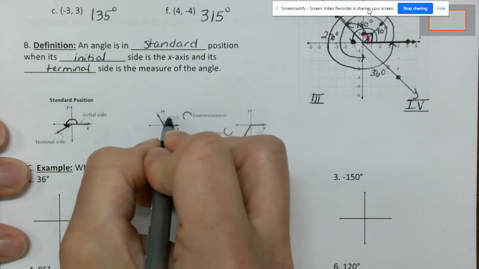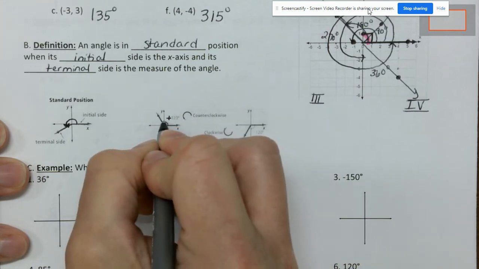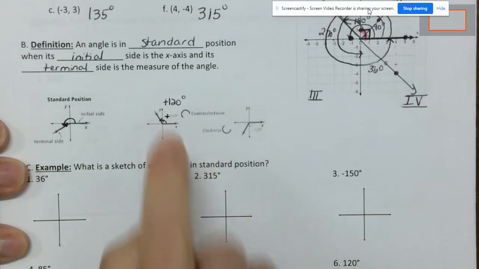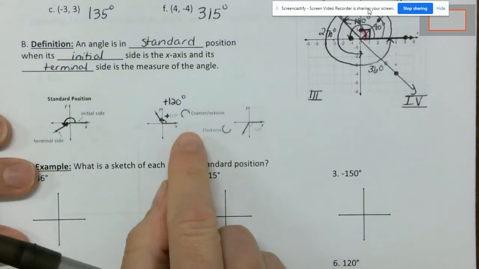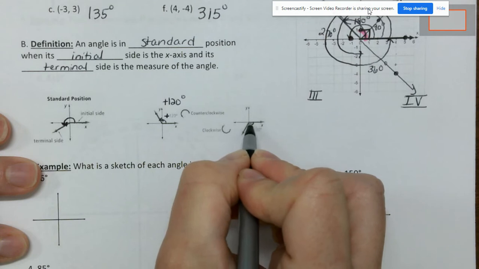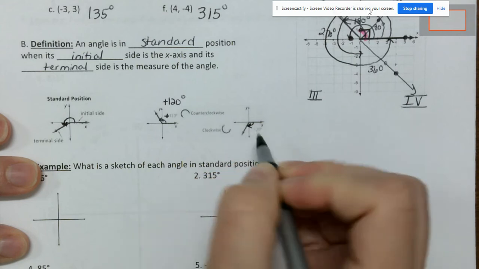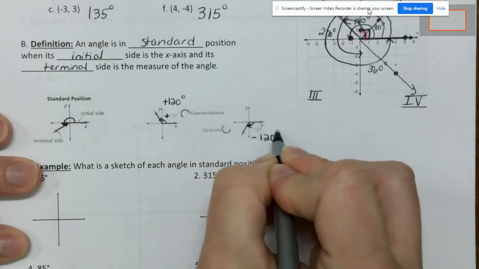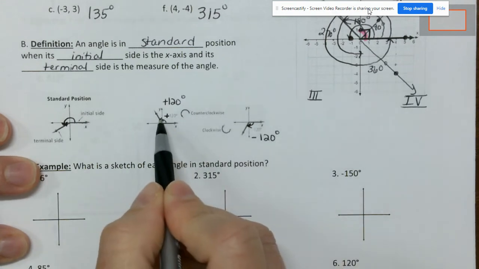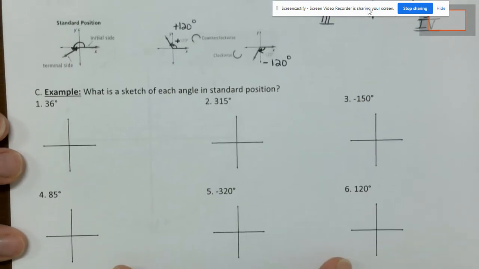When you go counterclockwise, you're going to get a positive angle measurement. So this one, from here to here, is a positive 120 degrees. And that's what that says there. I just wrote it a little bit bigger so you could see it on this video. And then if we go clockwise this way, again, this is my initial side and this is my terminal side. When you go clockwise, what you create is a negative 120 degree angle. So if you go clockwise, you create a negative degree, and if you go counterclockwise, you create that positive degree. So let's go down here and see if we can sketch some of these angles.